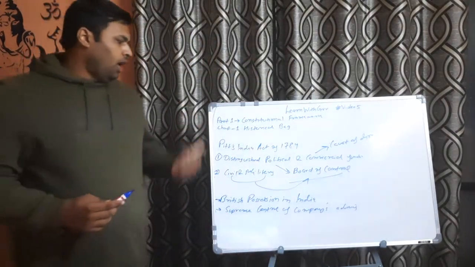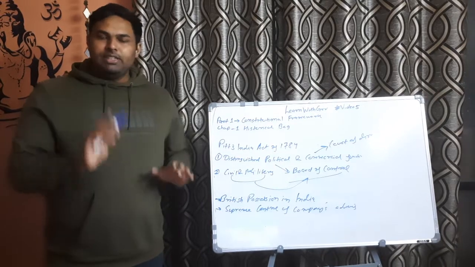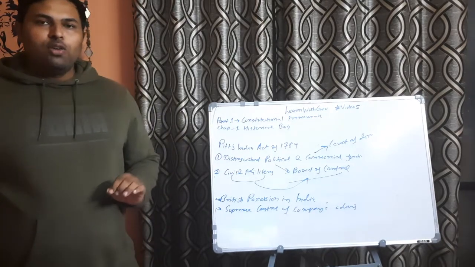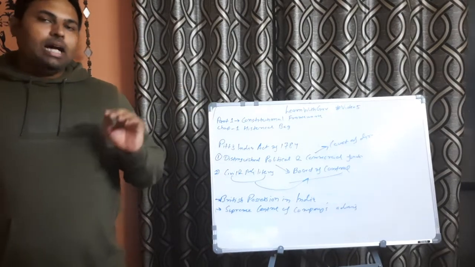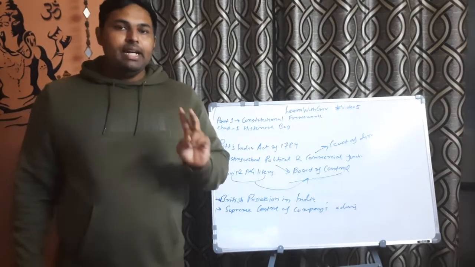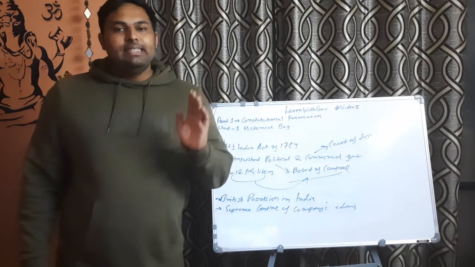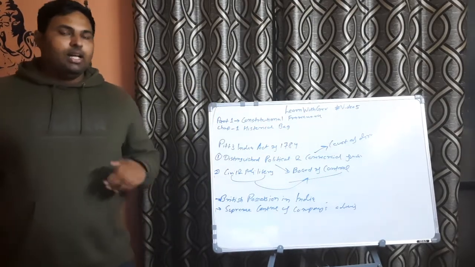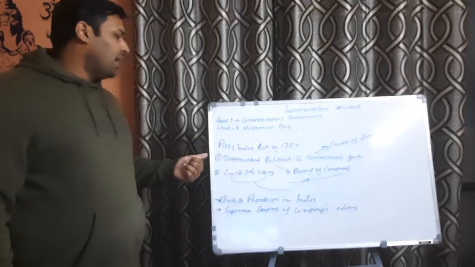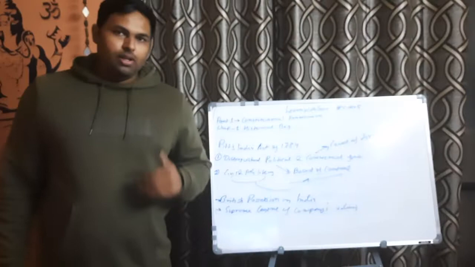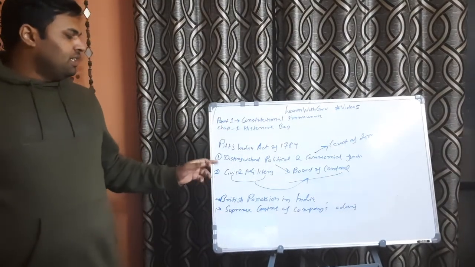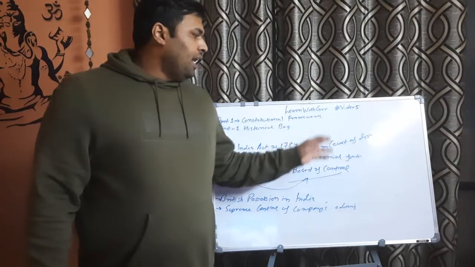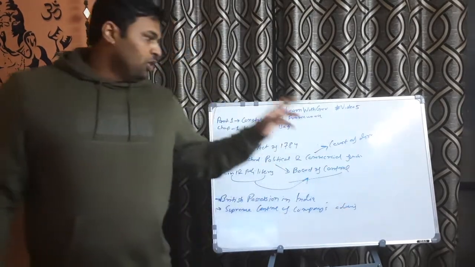So let us go through this once again. First we had the Regulating Act of 1773. After that we had the Amendment Act of 1781, which was also called the Settlement Act of 1781. After that we have this third act, which is called the Pitt's India Act of 1784. Now, what are the features of this act? The first feature is it distinguished the political and commercial functions of the company.